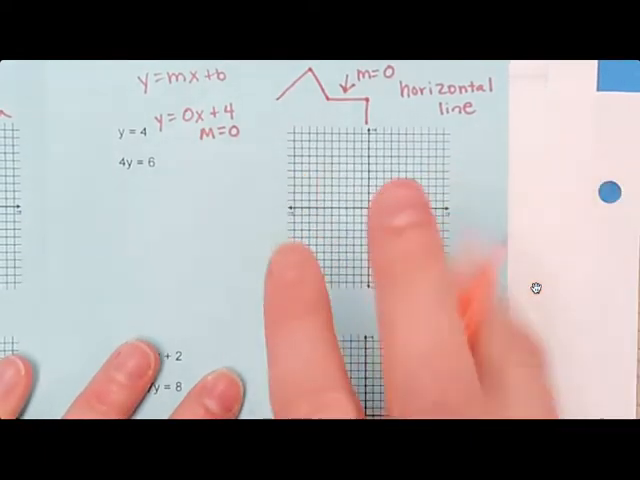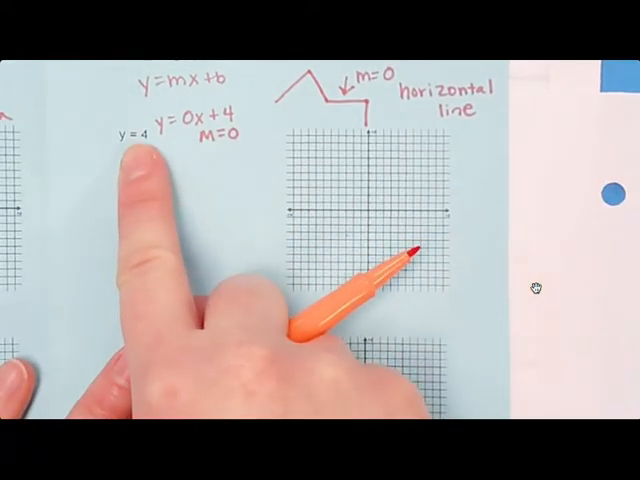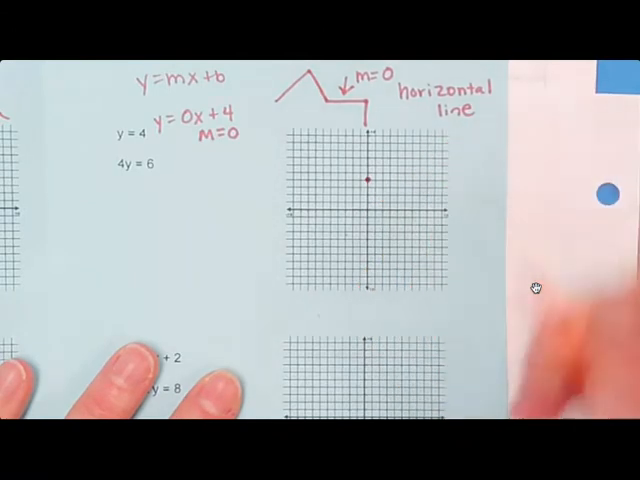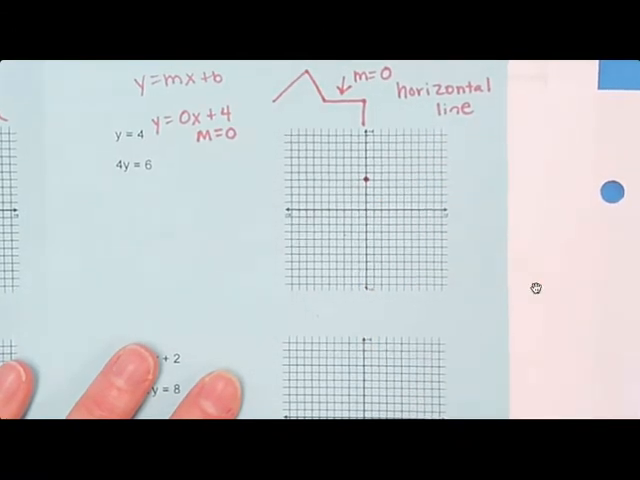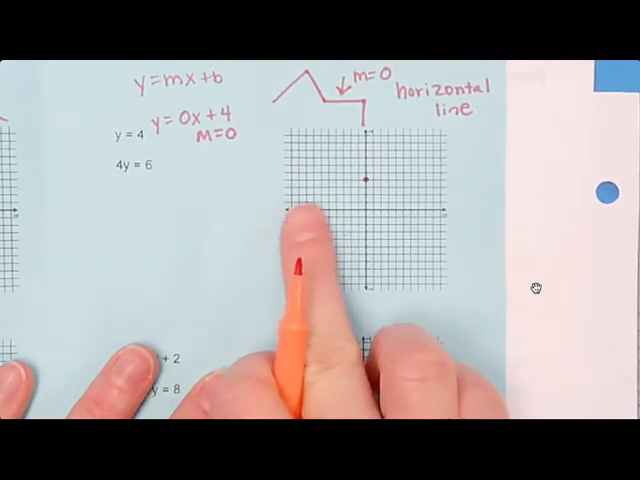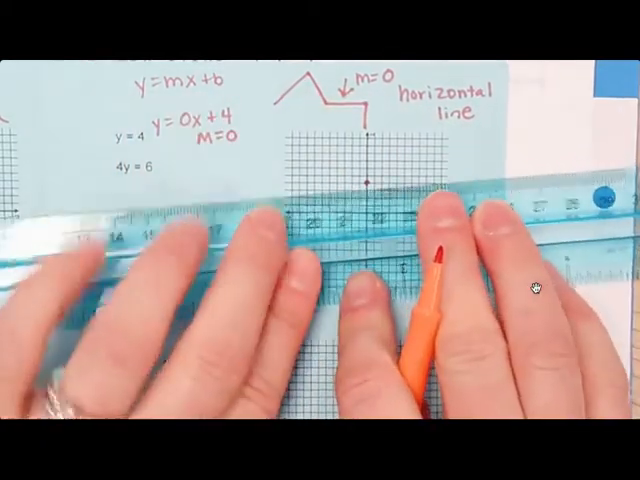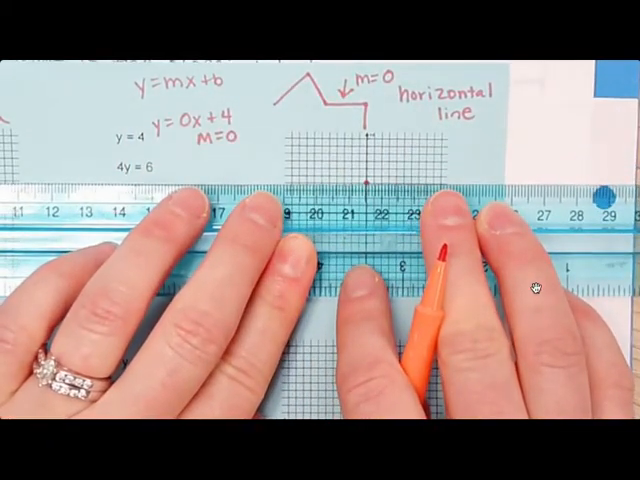So in order to graph this, we're going to graph our y-intercept, which is 4. So we're going to go on the y-axis and go up to 4. Put a point. And we know it's a horizontal line, so we're just going to do a horizontal line that goes through that point. So it'll look just like this.